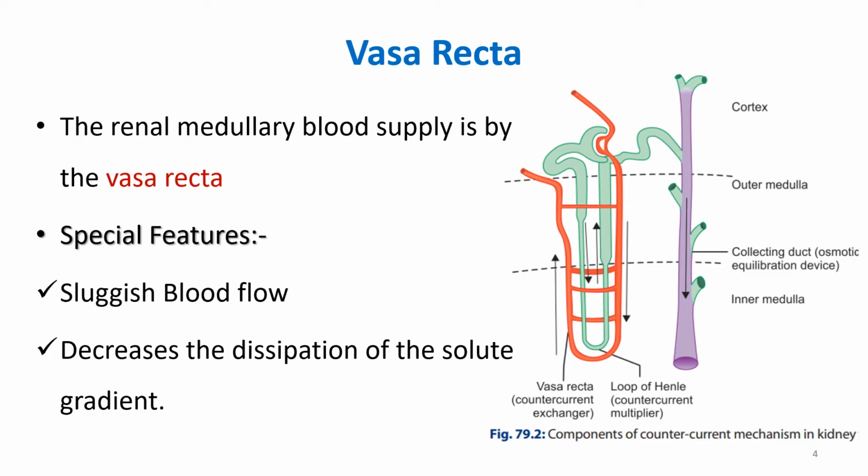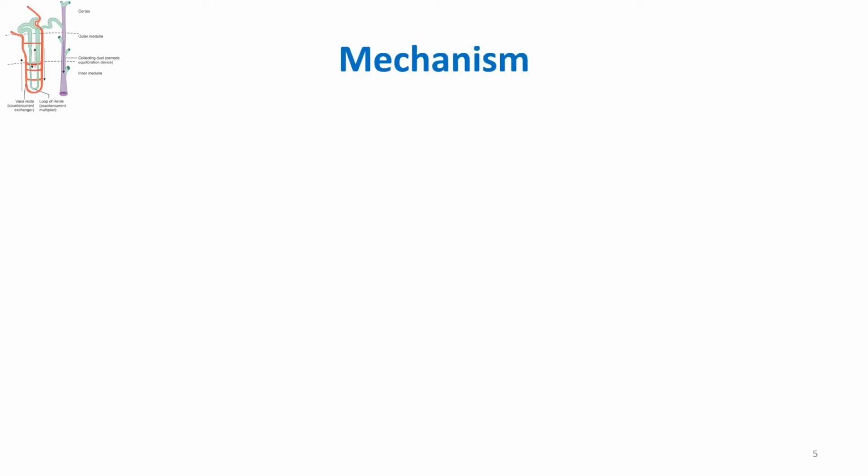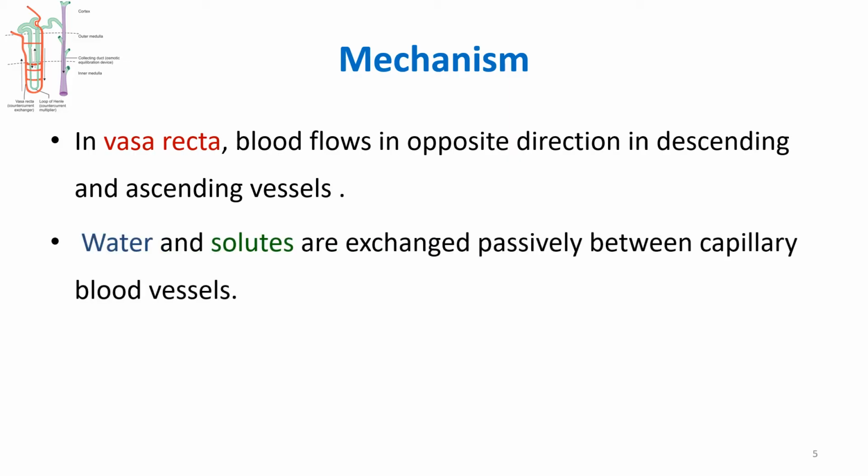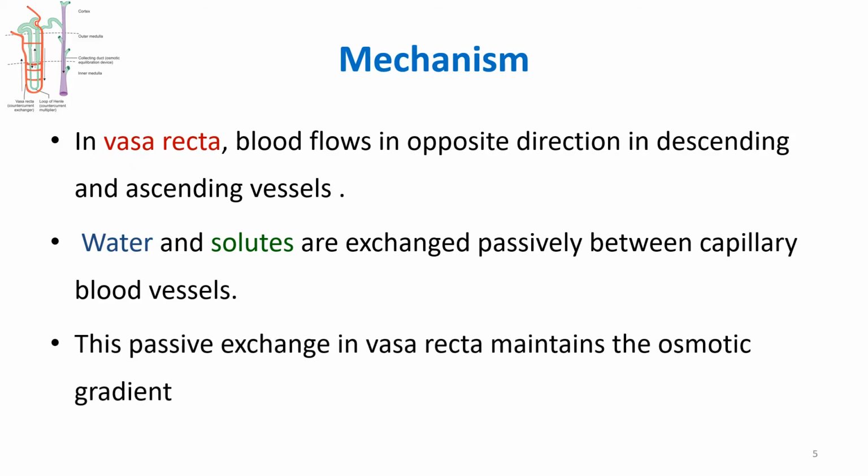Now we'll write about the mechanism of counter current exchange. So in vasa recta, the blood flows in the opposite direction in the descending and the ascending vessels, and water and solutes are exchanged passively between the capillary and the blood vessels. This passive exchange in vasa recta maintains the osmotic gradient.